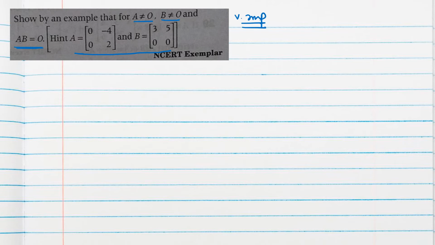So whenever they ask such a type of question, means A is not 0, B is not 0, see the pattern. You can take one matrix with a 0 column and another matrix with a 0 row. So here the first column is a 0 column and here the second row is a 0 row. Then after multiplying both matrices, you will get the 0 matrix. Okay, so this is the answer given. Very important question for 1 mark.